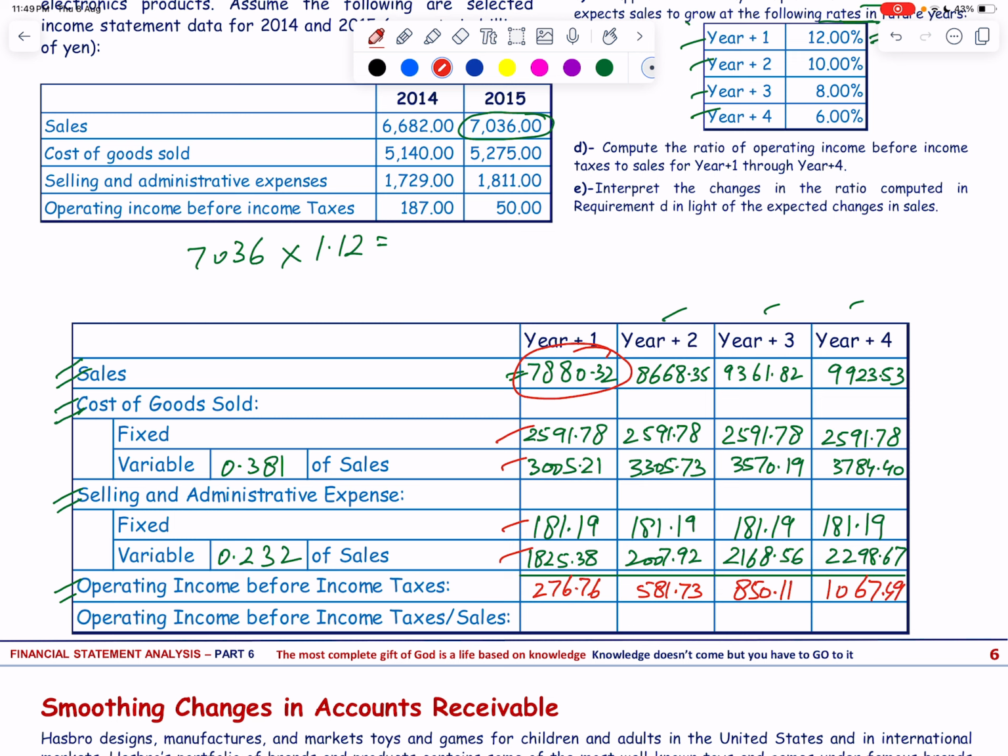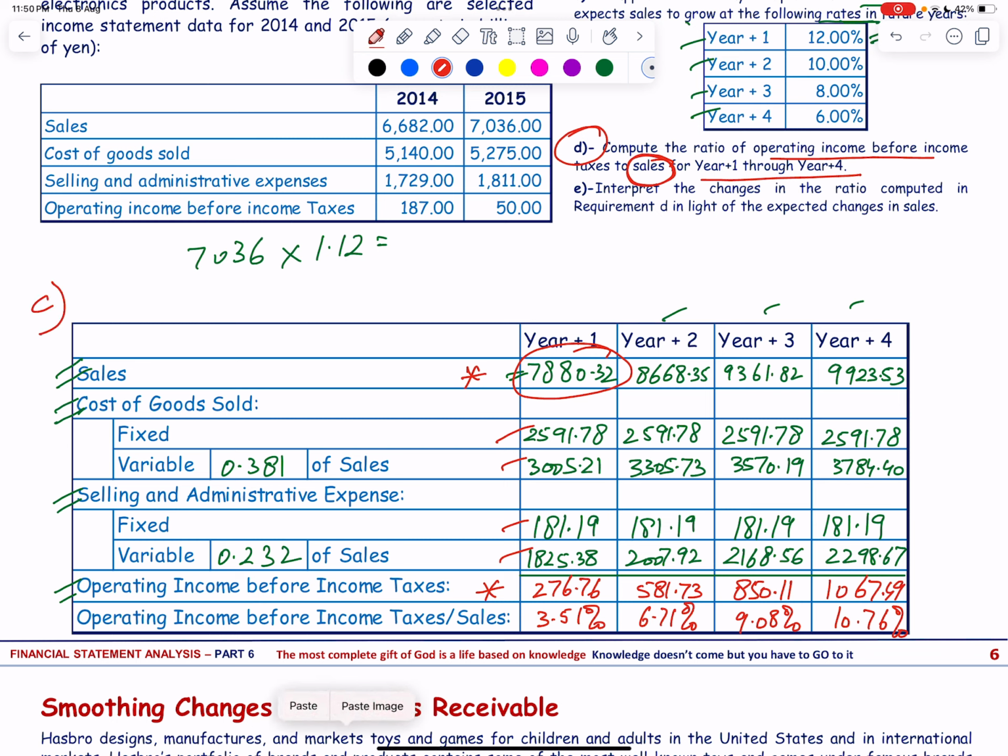Next we go to part D, and we have to compute the ratio of operating income before income taxes to sales for year 1 through 4. So obviously we have the operating income. We will divide this by sales, and this is equal to 3.51%. This is 6.71%, 9.08%, and 10.76%. So this was part C, and this was part D.